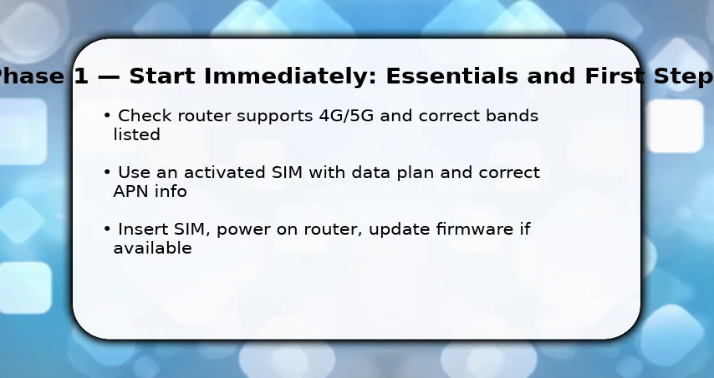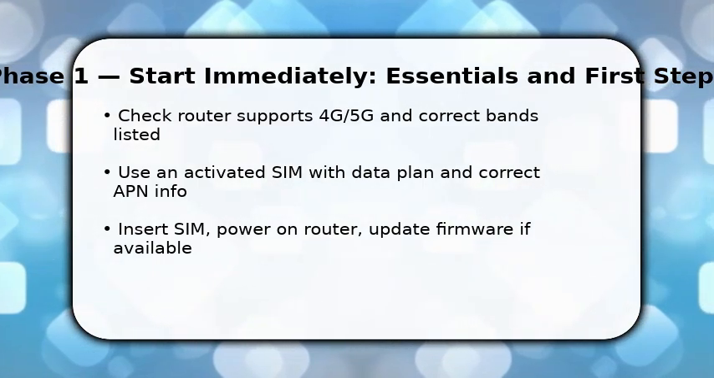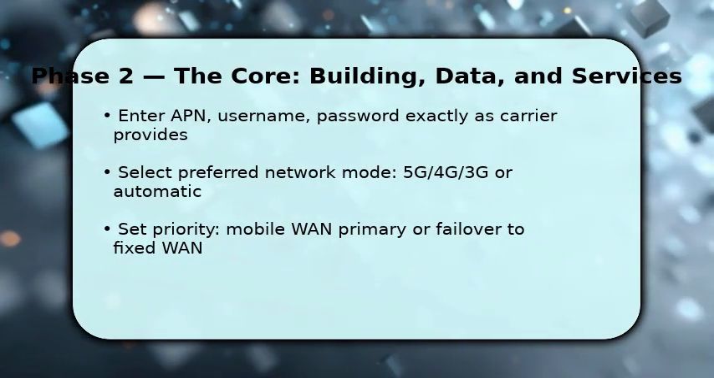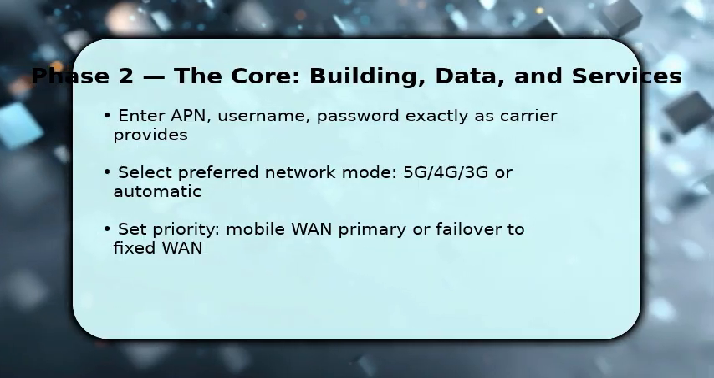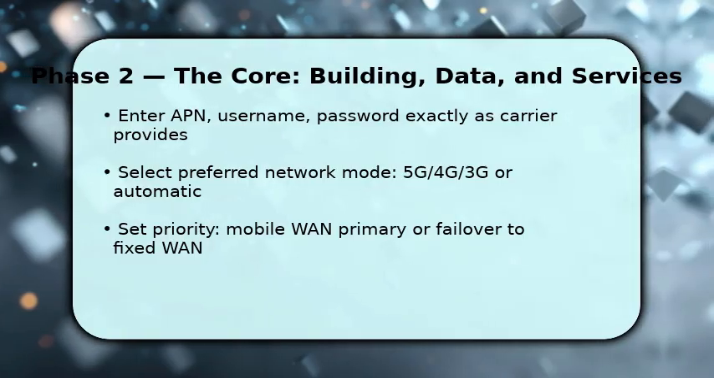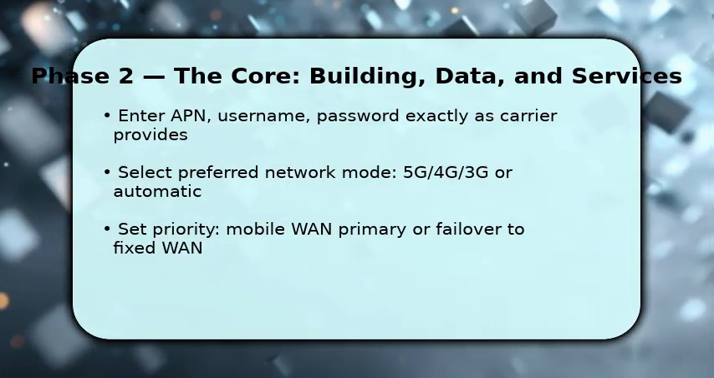Next, configure the APN and network mode so the router negotiates with the carrier. This is critical for connectivity. In the mobile settings, type the APN and any credentials precisely. Case and punctuation matter. Then choose Network Preference.